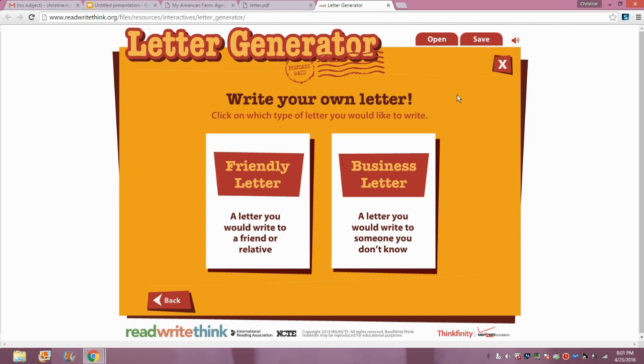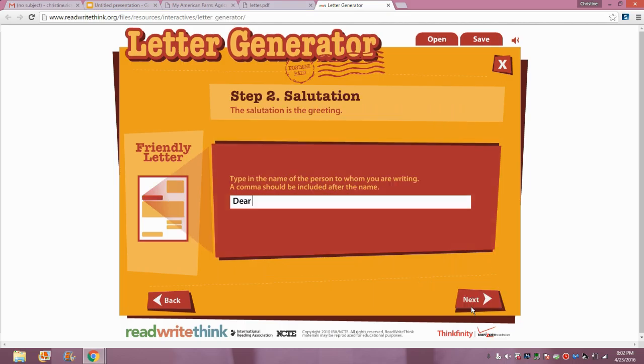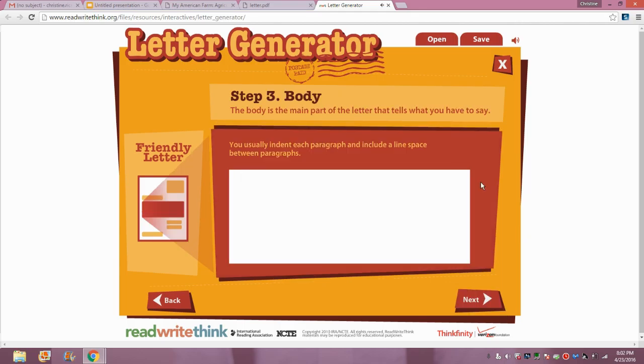So this is the letter generator. It begins by asking which type of letter you would like to write. And I chose friendly letter. It then helps you step by step through your heading, which appears in the upper right-hand corner with your street address and so on. Then the salutation or the greeting, the body of the letter, which tells what you have to say. And it tells you about indenting and including lines between paragraphs and so on.